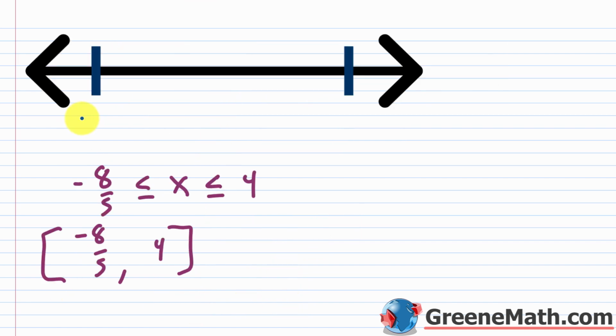And then coming to the number line, you have negative 8/5 here, you have 4 there, and again, I just want to use a bracket here and a bracket here to show that it's included, and I'm going to shade everything in between. So x can be negative 8/5, and then anything going up to and including positive 4.